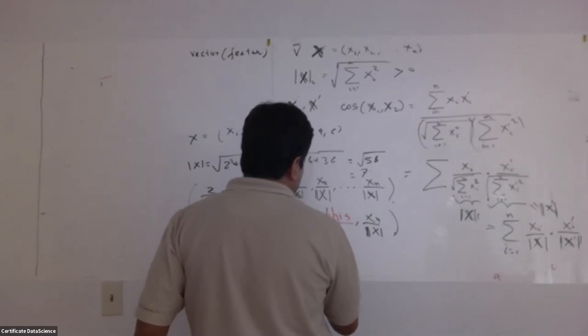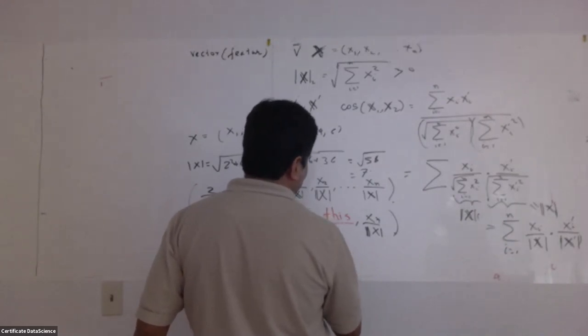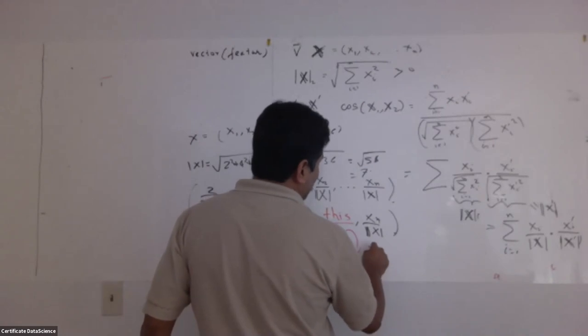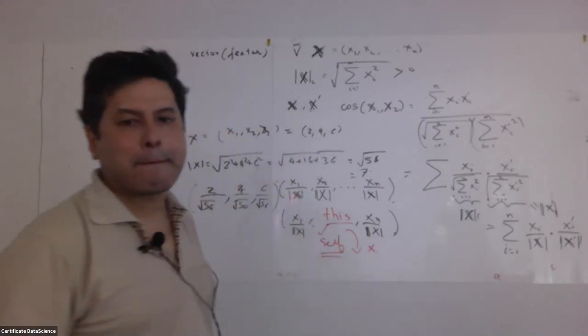And self, you can give any name to it. It's just a reference. You can call it x. It's a reference to this object that you are talking about.